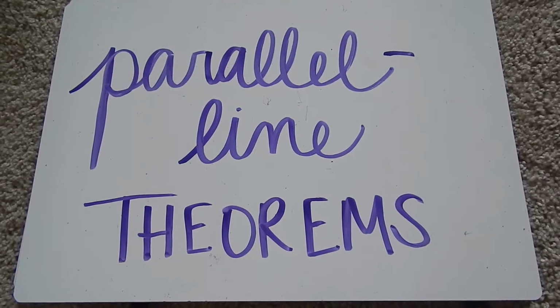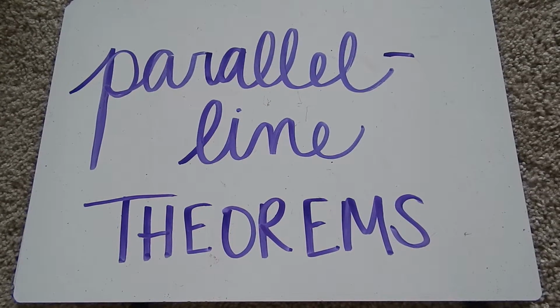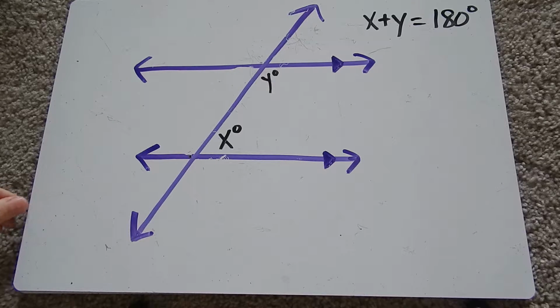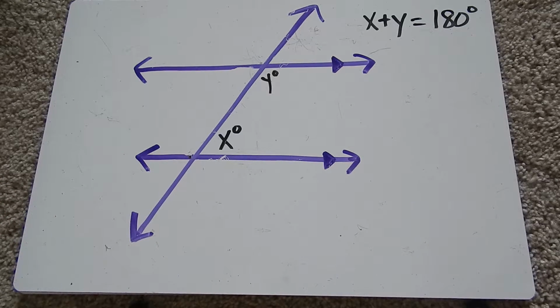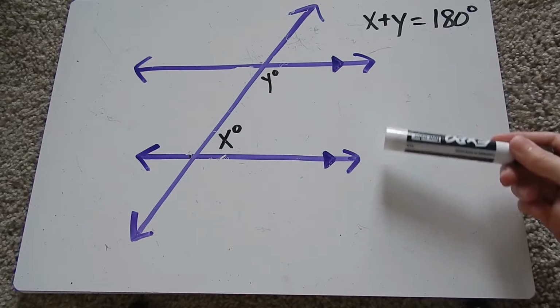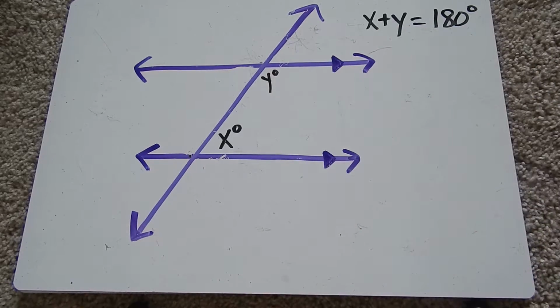Today's lesson is over parallel line theorems. There are 5 theorems we're going to talk about today. All of these theorems have to do with this diagram. We have 2 parallel lines cut by a transversal.